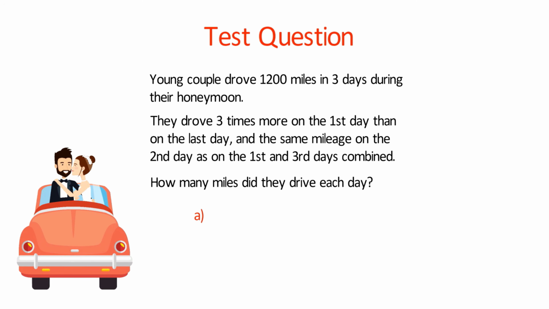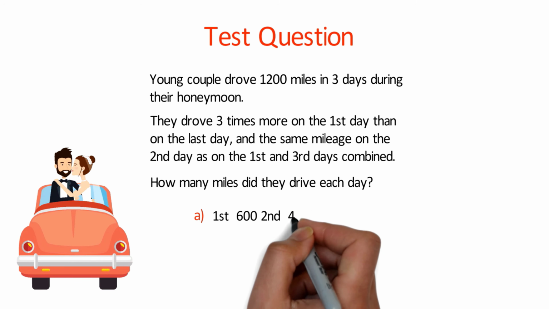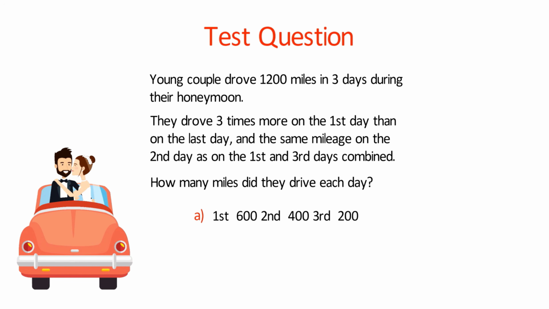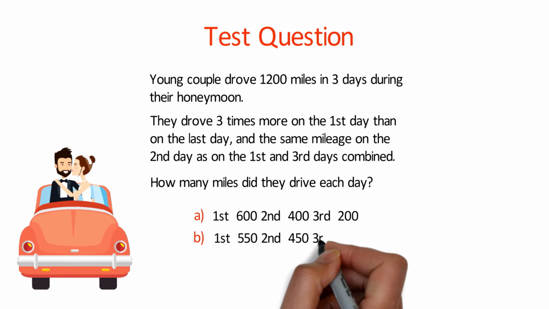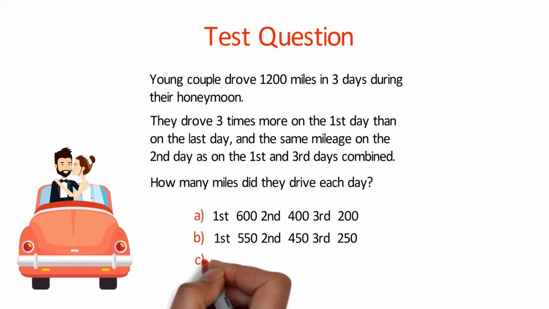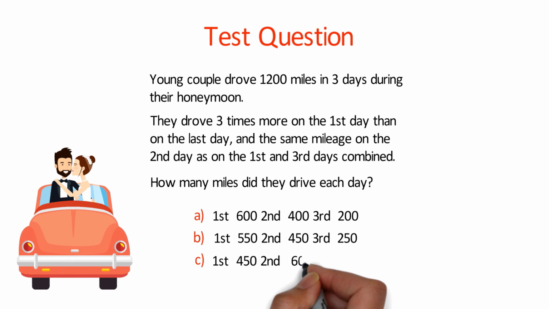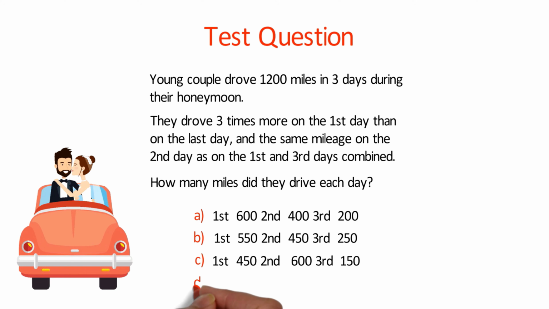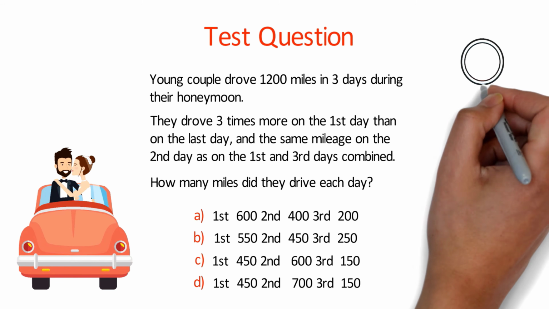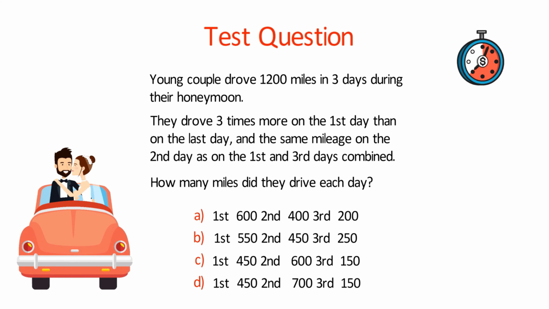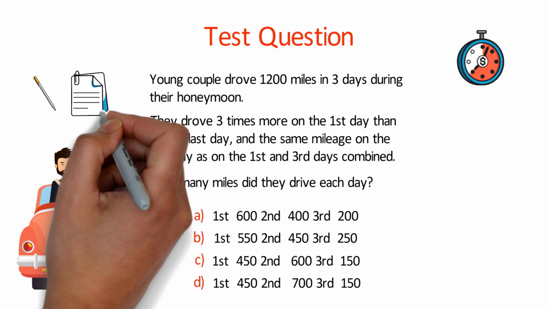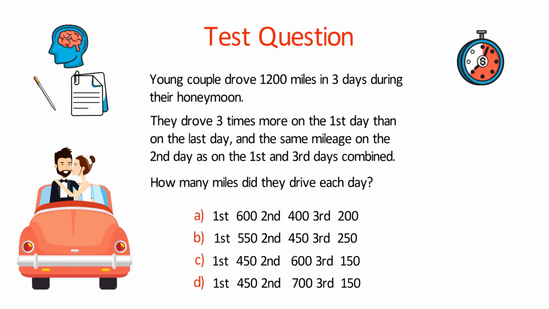For the first, second, and third day, you have choices of A, 600, 400, and 200. Choice B, 550, 450, and 250. For choice C, you have 450, 600, and 150. And for choice D, you have 450, 700, and 150. Can you calculate the answer? Give yourself 10 to 15 seconds. You can use a piece of paper or you can do mental math. Now let's continue to see how we can get to the correct solution together.